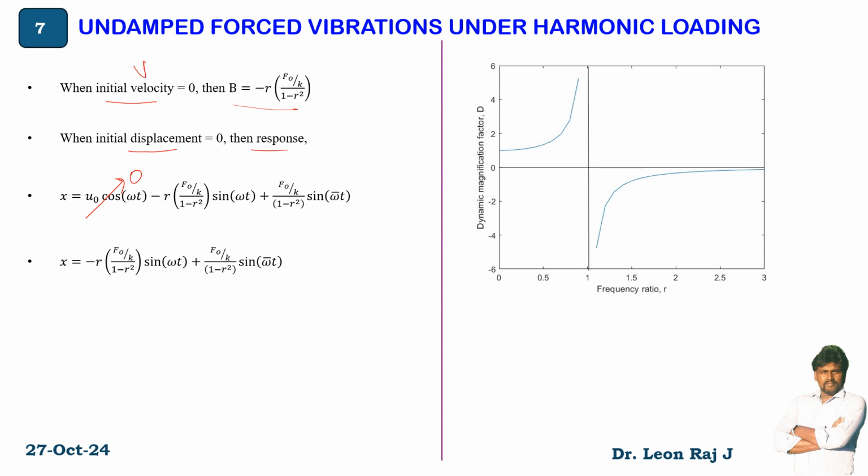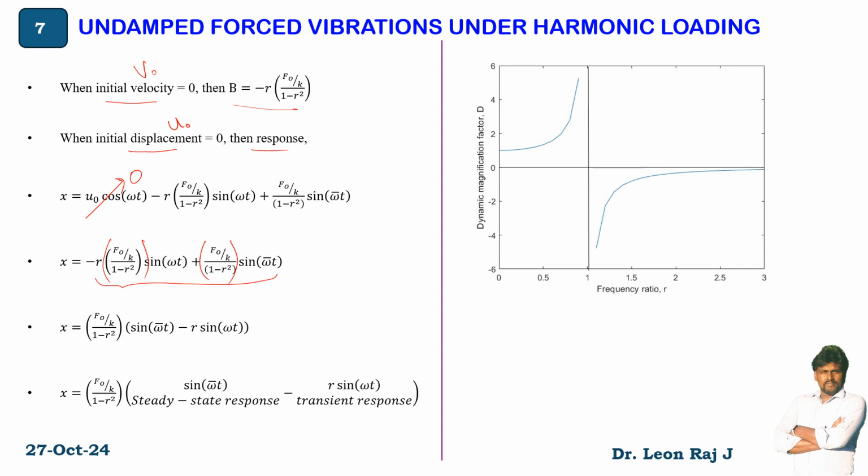The initial velocity is v0 and the initial displacement is u0. If these two are 0, then your response is further simplified as x equal to minus r f0 by k divided by 1 minus r square sin omega t plus f0 by k divided by 1 minus r square sin omega bar t. Just take this common term out of these two terms. So just take the f0 by k divided by 1 minus r square out, and sin omega bar t minus r into sin omega t.